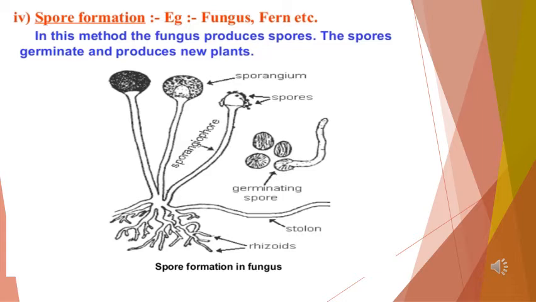We see rhizoids here in fungus instead of fruits. So here also, instead of seeds, there are spores which play a role in reproduction. Hence, this is an asexual method of reproduction.